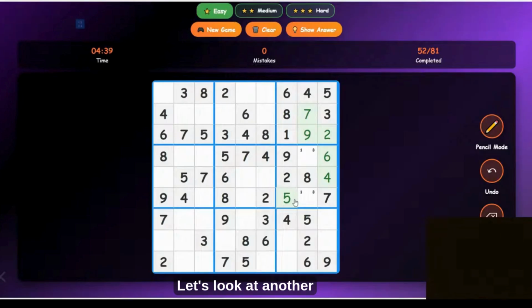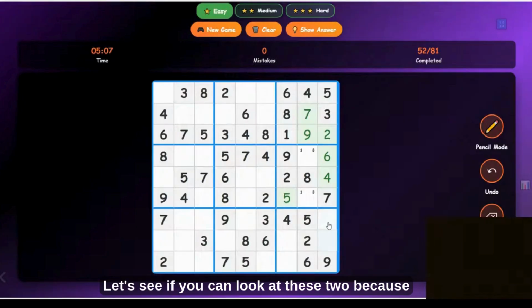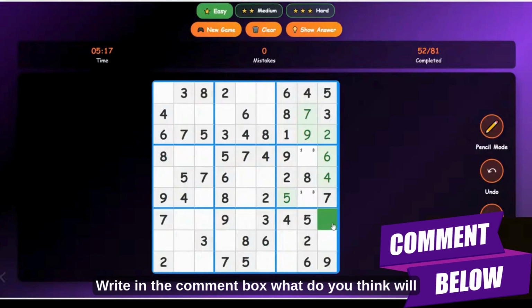Let's look at another big box. Now look at this entire big Sudoku and tell me what cell you can choose. Let's see if you can look at these two because these are the only two cells pending, right? I'll give you a little time, think and tell me what you think. Write in the comment box what you think will come in this, and will it be in pencil?